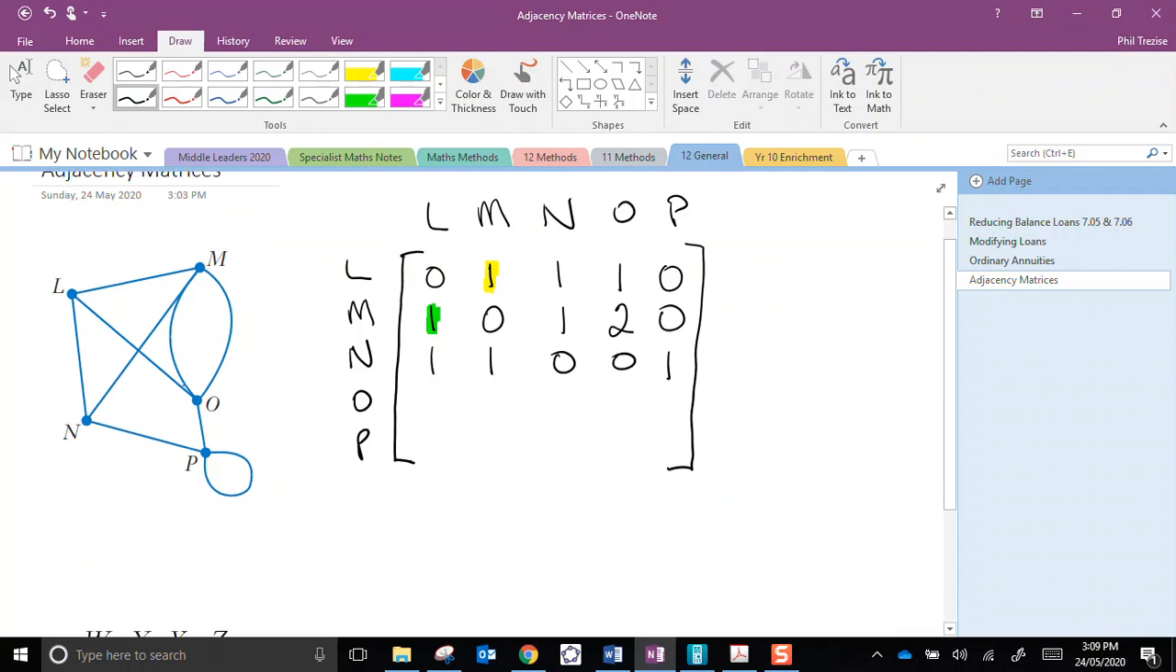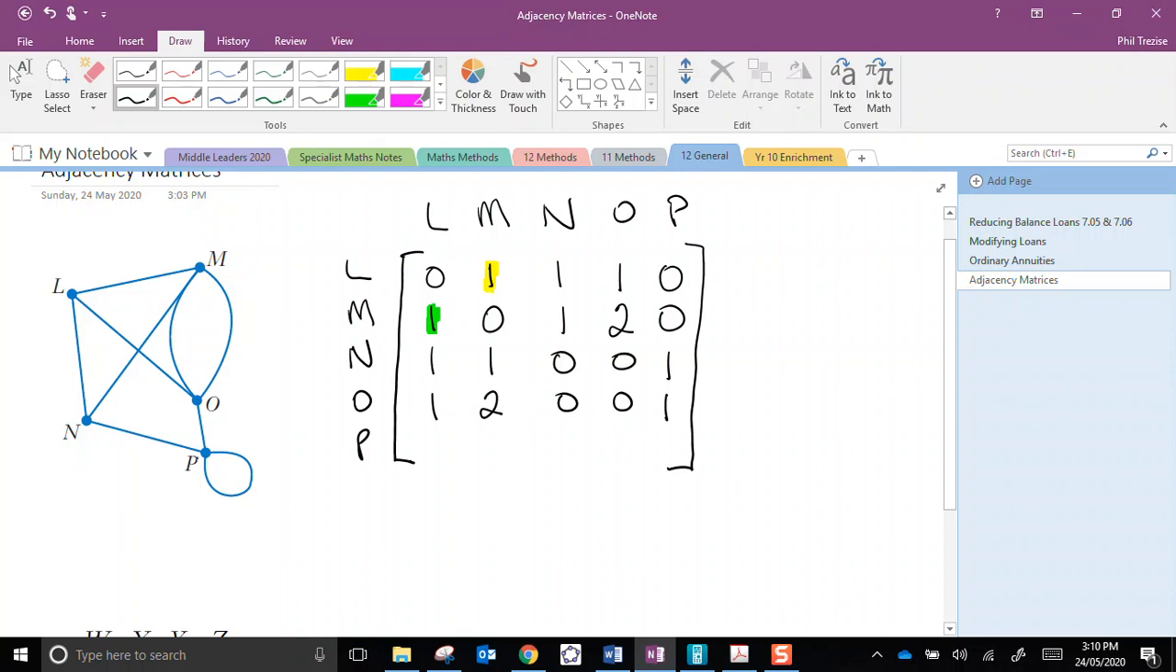O connects to L, one edge. O connects to M via 2 edges. O connects directly to P via a single edge. Now there's 1, 2, 3. The degree of vertex O is 4. If we add them, we get 4. The other two should be zeros. O does not connect to N, and O does not connect to itself.